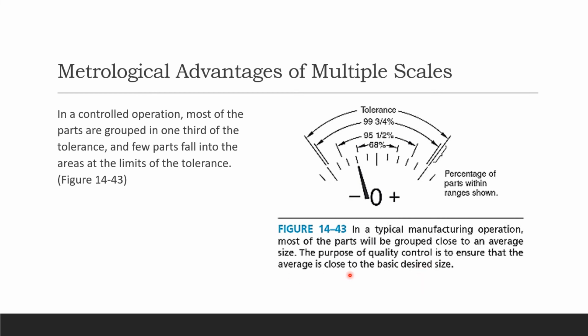So everybody has to produce within that specification limit. So QC is going to check that specification and the average. Here we have your tolerance again. That's 99.73%, that's 95%, and that's 68%. We already know these are standard deviations.